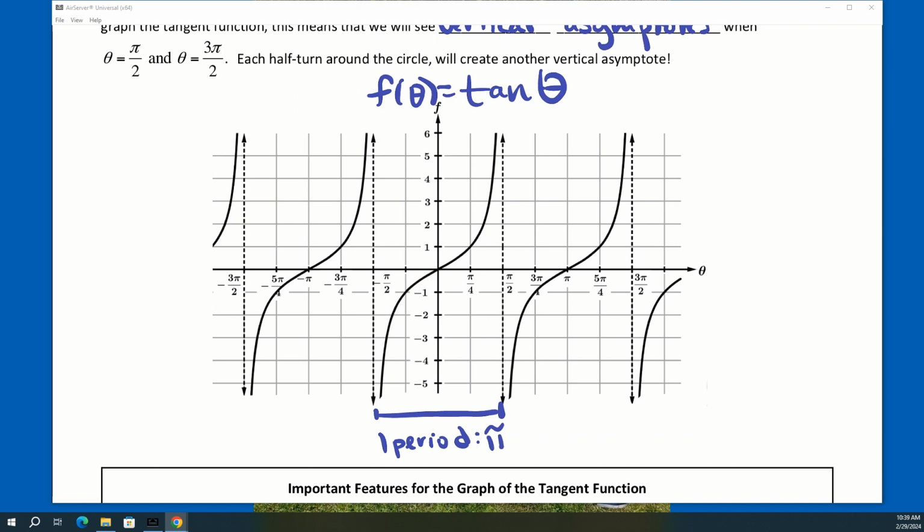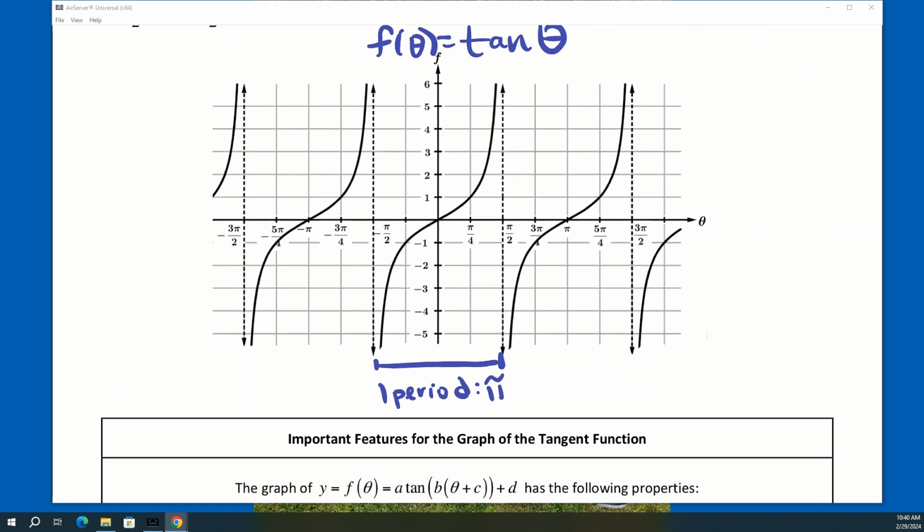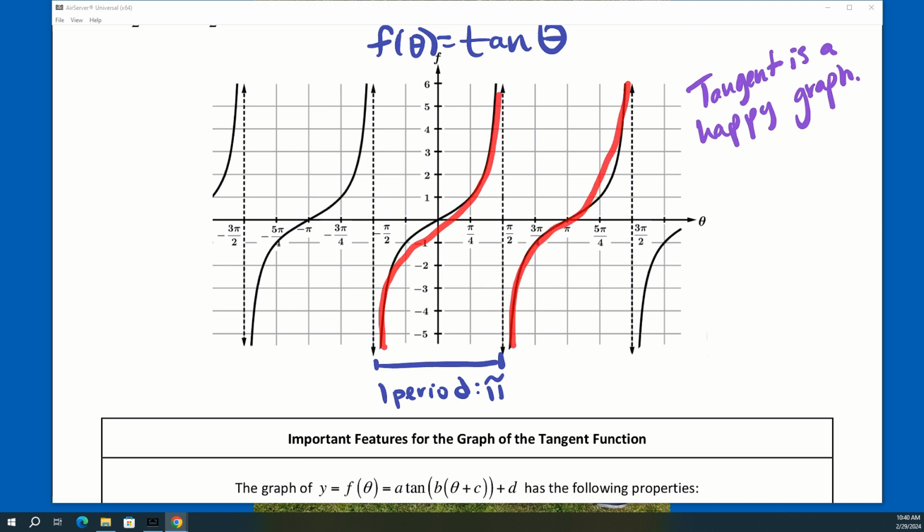Okay, now I'm going to write some things on here that Brian Passwater didn't write because some of it's kind of weird, and he wouldn't be weird, I don't think. Maybe. But I like to tell my students that tangent is a happy graph. It's always going up. You're never falling when you're drawing a tangent graph. So always increasing, except at the vertical asymptotes. There's just nothing there at the vertical asymptote.